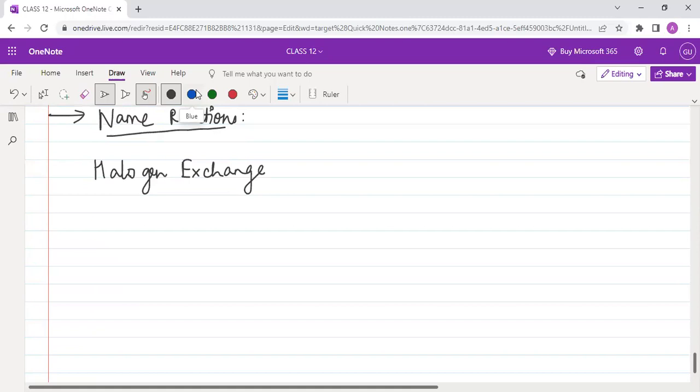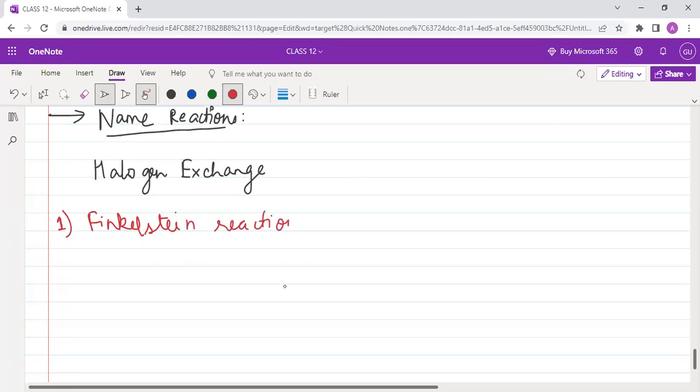So first we'll discuss halogen exchange reactions. In this, two types of reactions are there: one is Finkelstein and the other is Swarts reaction. One by one we'll discuss. Nucleophilic substitution also comes in the reaction, right? Yes, but that is not a name reaction.